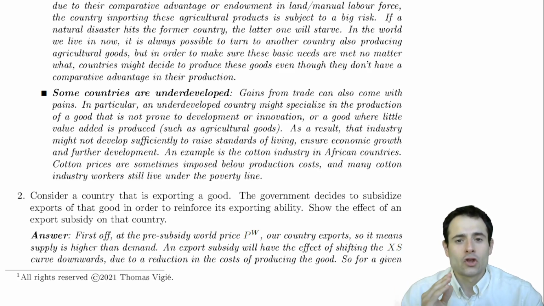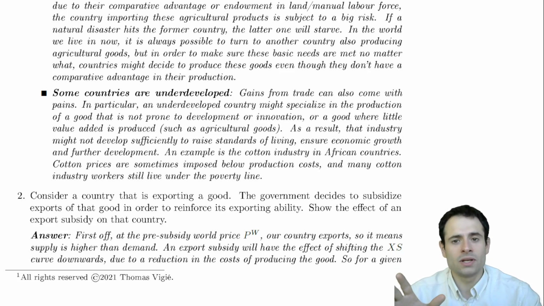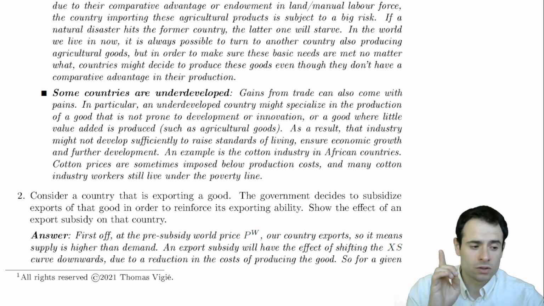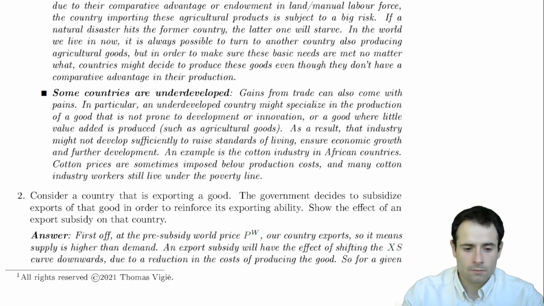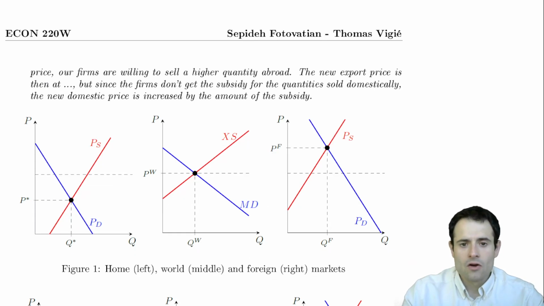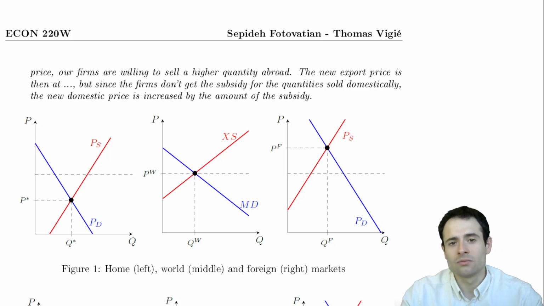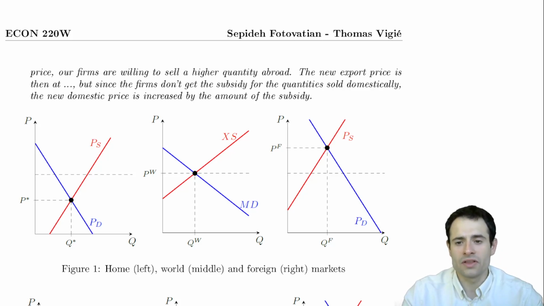So, the supply curve in the home country is not going to change because the government is not subsidizing those goods. The government will subsidize the goods which are sold abroad. So, for a given price, firms are willing to sell a higher quantity abroad, but in the home country, nothing changes.